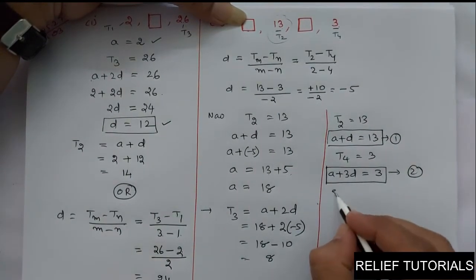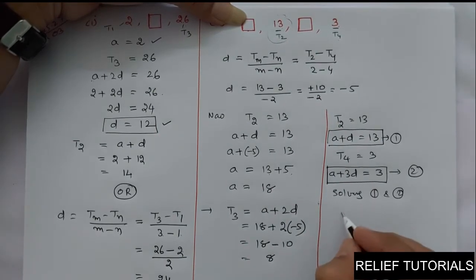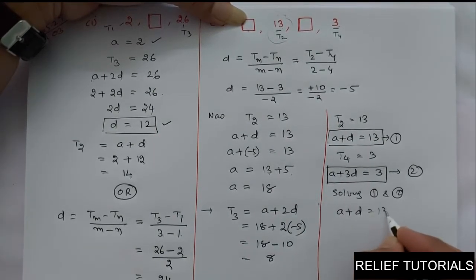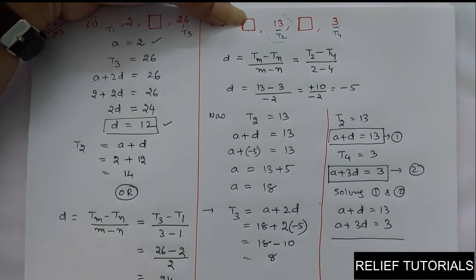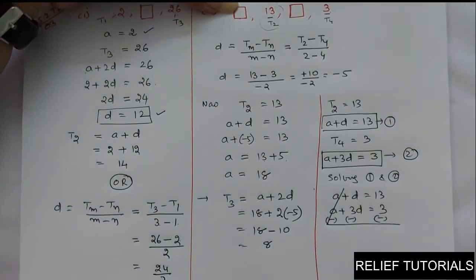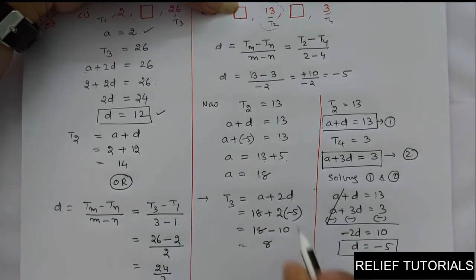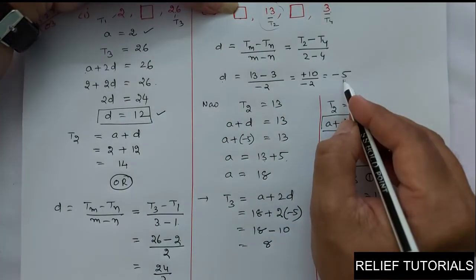Now solving 1 and 2. First I will write A plus D is equal to 13, A plus 3D is equal to 3. Then change the sign. So here you will write minus, here also minus, here also minus. A minus A cancels. Now D minus 3D, so that will be minus 2D is equal to 13 minus 3, that is equal to 10. So D is equal to minus 5. What you got? D is equal to minus 5.